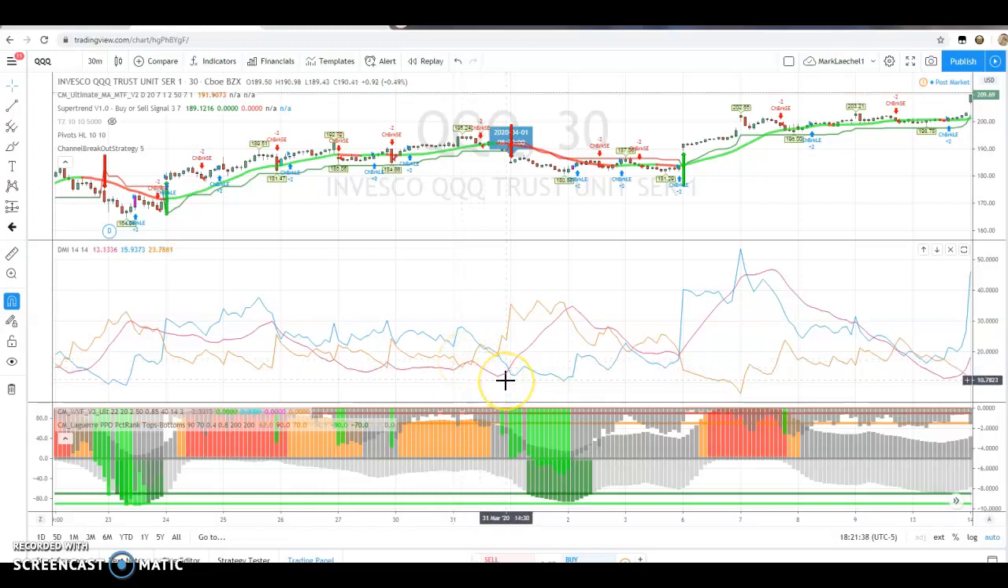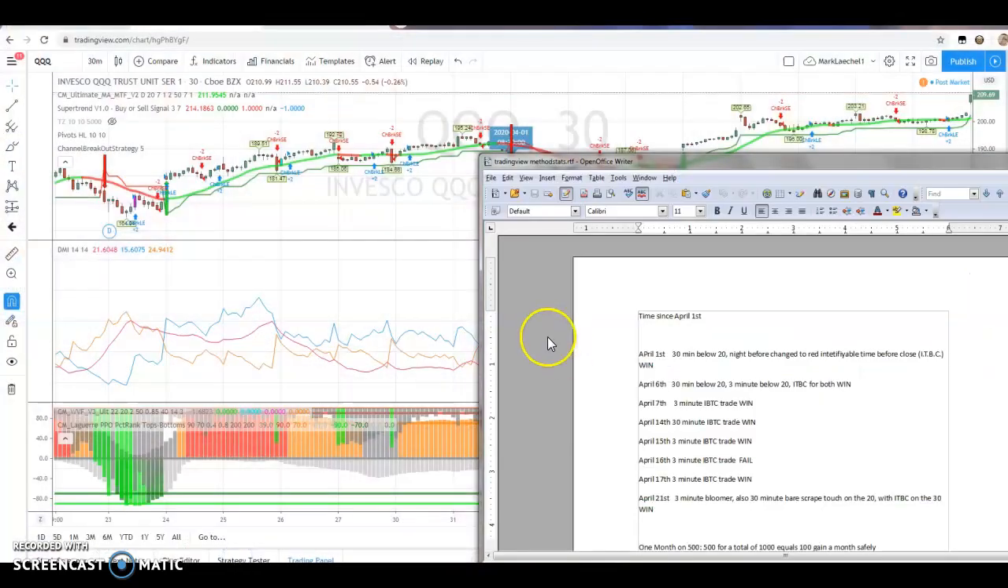It dove underneath the line, and then before close, about an hour and a half before close, the line changed color. So that tells me the next day it's probably going to do something radical, and it did. It drops in the morning, you make about 100% on your options if you were closer to the money. So nice gain there. Now on April 1st, the 30-minute was below 20. It changed to red as I just showed you, and that was a win.